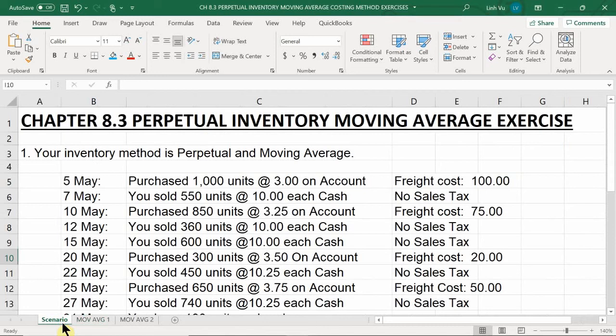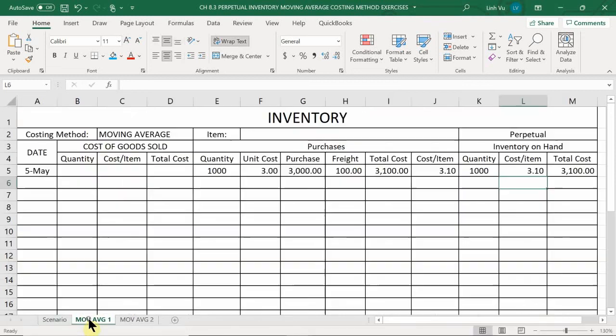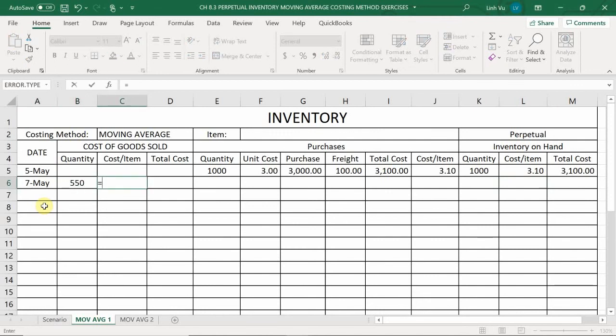Then here on May 7, we end up selling 550 items. So once again, 5/7, we sold 550 items. And this time, what is my average cost per item?